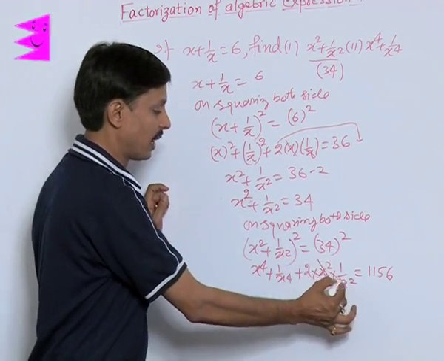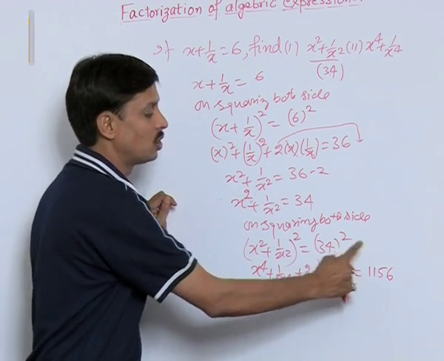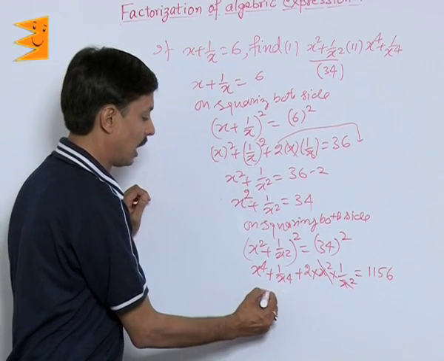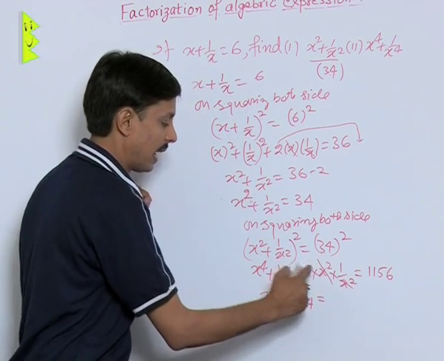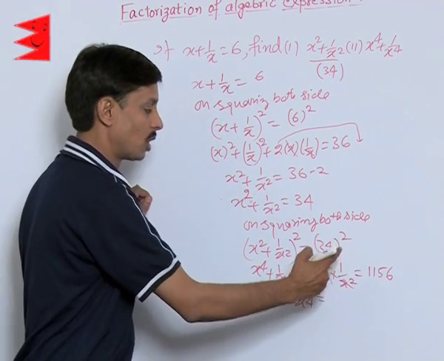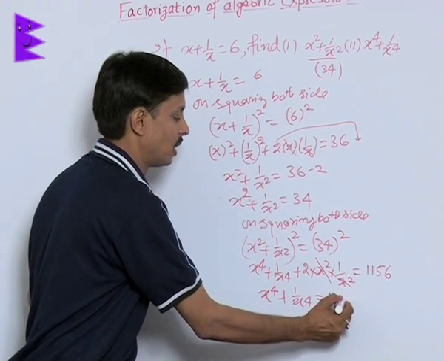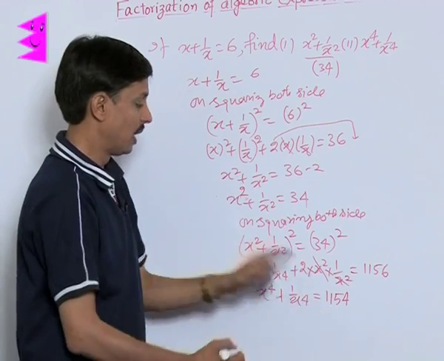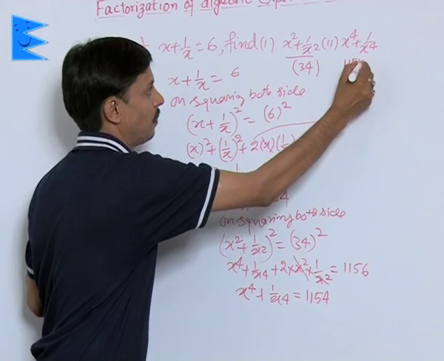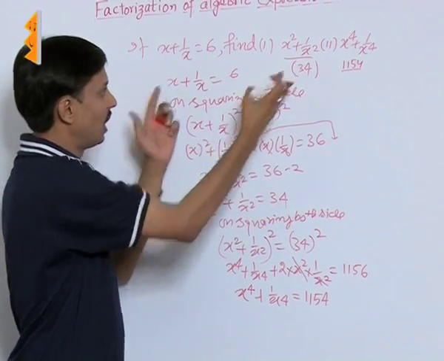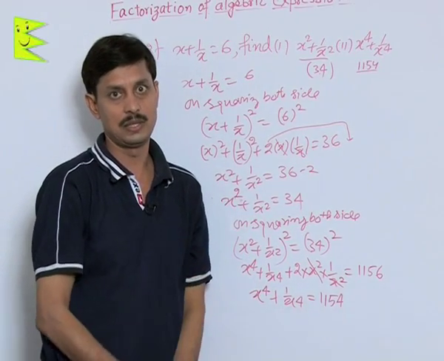In the same way, x square and 1 upon x square get cancelled. What is left is 2. This 2 will be shifted to the right side. So the left side is left with x4 plus 1 upon x4. And when this 2 is shifted, 1156 minus 2, we will be left with 1154. Hence the answer of the second part is 1154. So this is one of the applications of our algebraic identities.